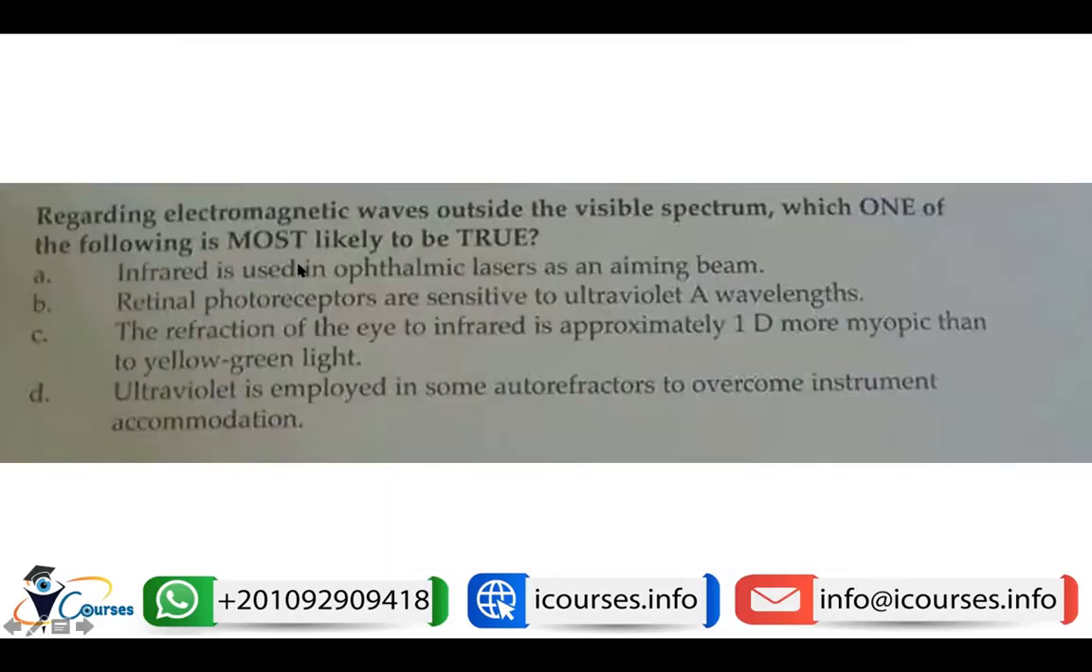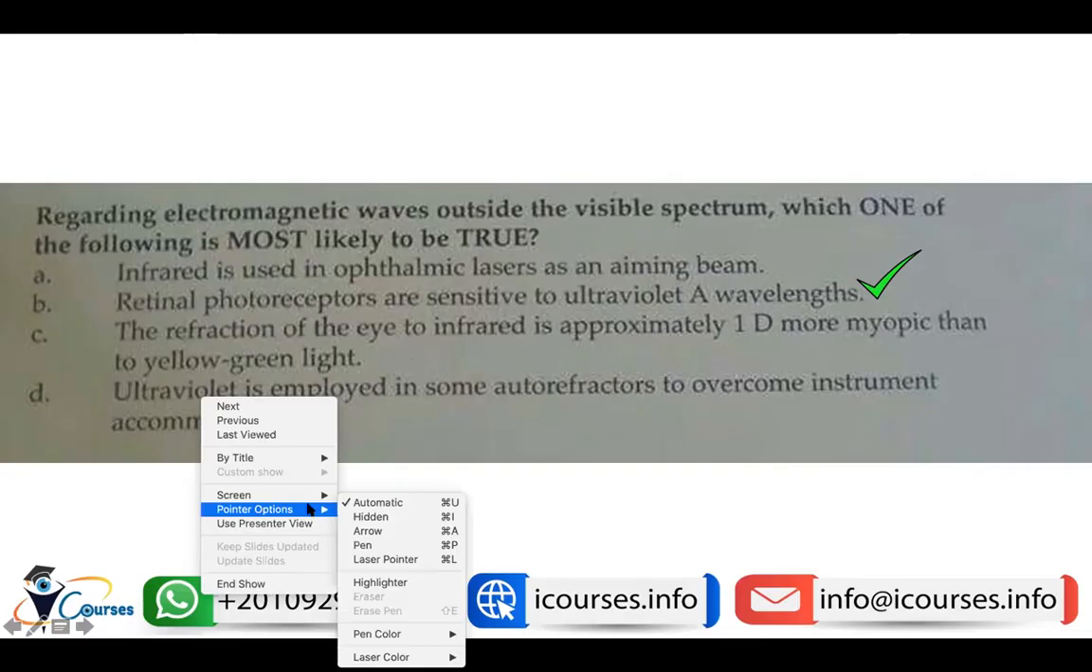So it is the helium laser which is used in ophthalmic laser as an aiming beam. So the first one is wrong. Retinal photoreceptors are sensitive to ultraviolet A rays, which is right. Refraction of the eye to infrared is approximately 1 diopter more myopic than to yellow-green light. We will say this in spherical aberrations and human optics: the infrared rays are focused behind the eye, so the eye is more hypermetropic to the infrared light rays. Infrared rays, rather than ultraviolet rays, are used in some autorefractometers in order to overcome accommodation.